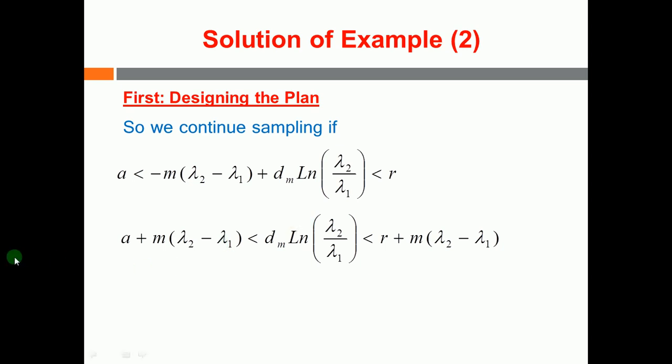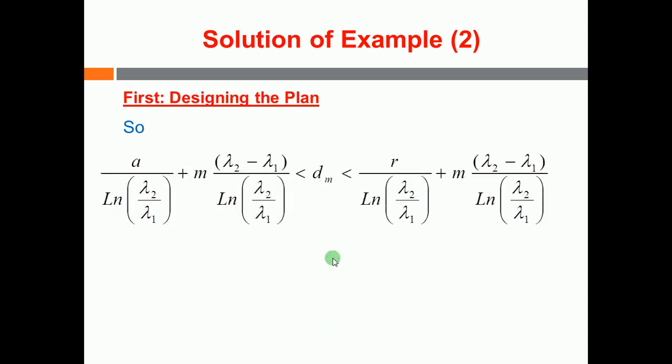So here we have to divide both sides by ln lambda 2 over lambda 1. Before dividing by this quantity you have to investigate first whether it is a positive or a negative value. Based on the logic or definition, we have that lambda 2 is greater than lambda 1. So lambda 2 over lambda 1 is a value greater than 1, and in this case the ln would be a positive value. This means that if I divide by it, the inequality direction would be preserved. So I divide by ln lambda 2 over lambda 1.